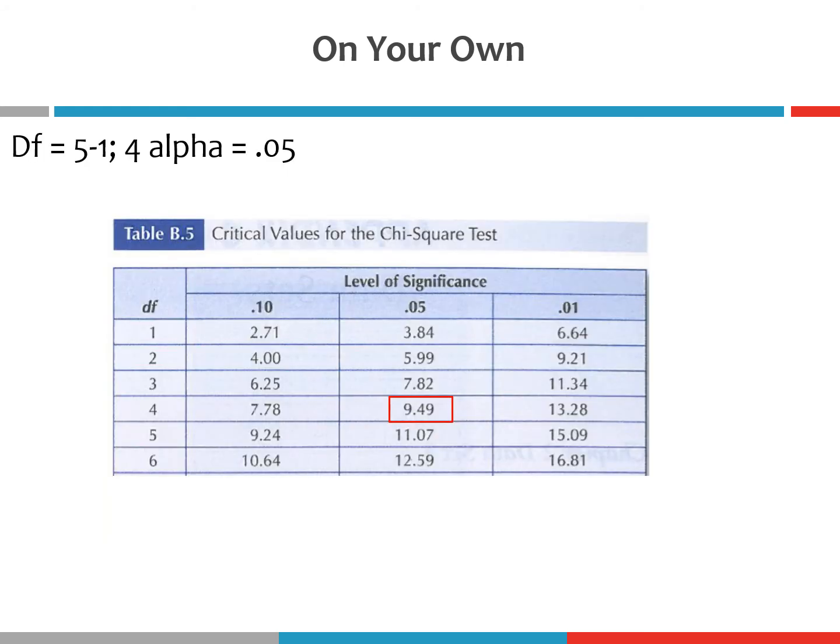So now we have to look up our critical value. Now that we have our chi-square value, before we look it up in the table, we need to find out what our degrees of freedom are. So our degrees of freedom: there are 5 flavors of Skittles, and we're going to subtract 1, which gives us 4. Our alpha level is always set to 0.05. So that gives us a critical value of 9.49.